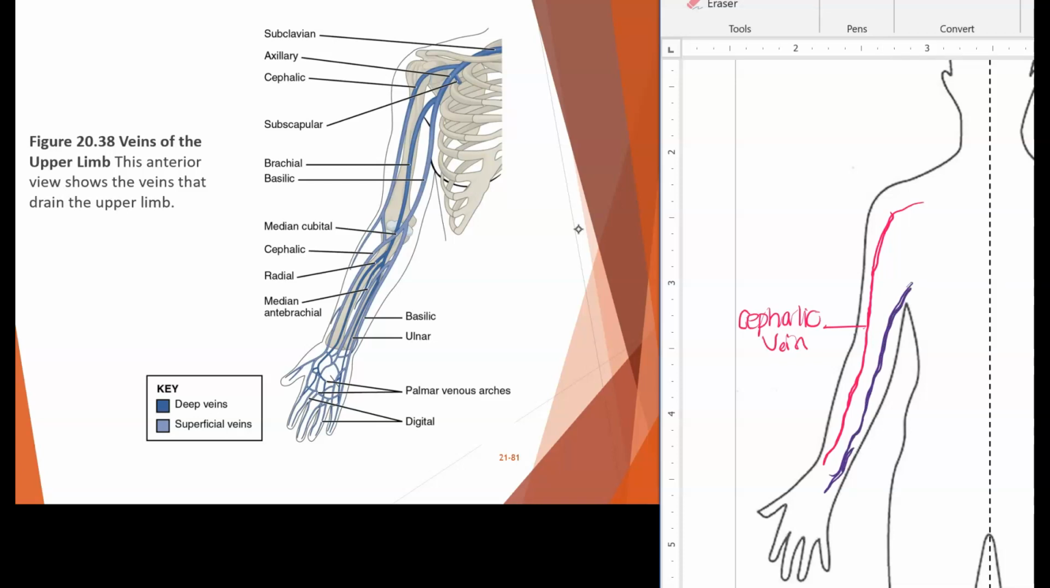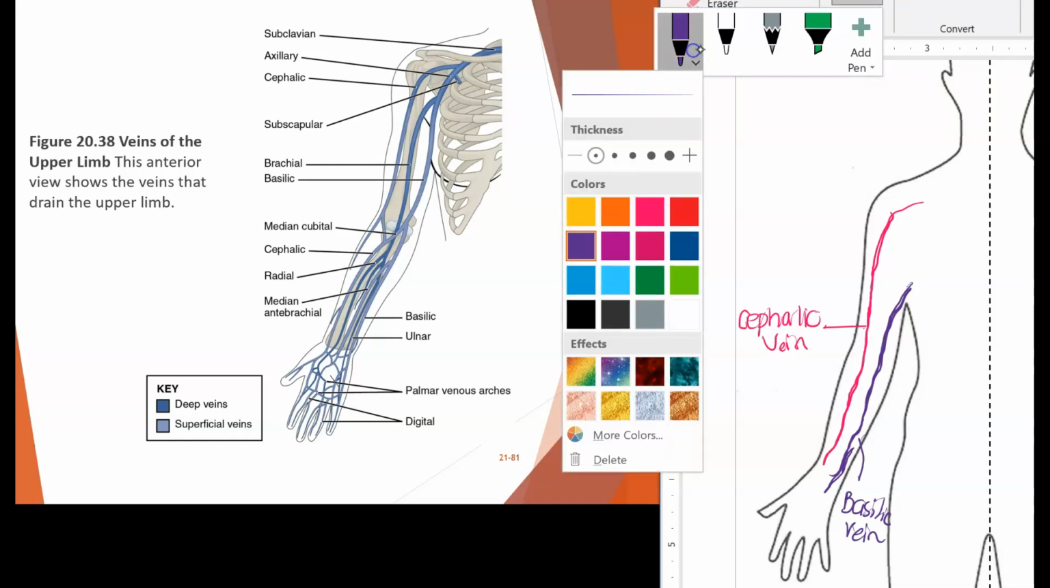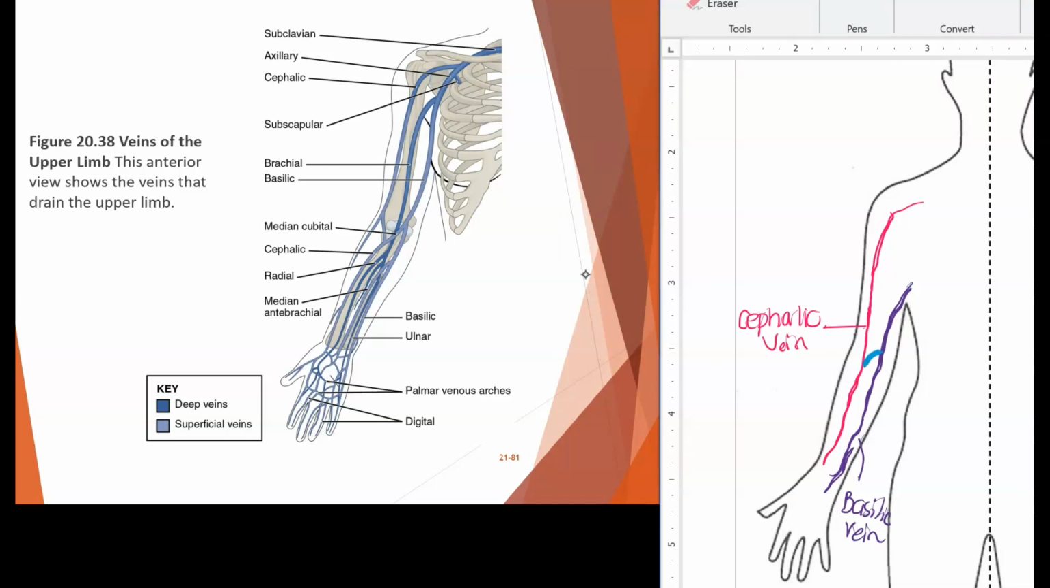So on the medial side of the upper limb, we are going to have this basilic vein. Basilic vein. And these are labeled on the PowerPoint slide as well. And in between those 2 veins, we have a vein that usually is used to draw blood, and this is called your median cubital vein. Median cubital vein. So that's all I want you to know for superficial veins of your upper limb.